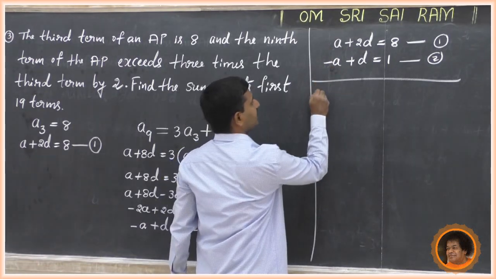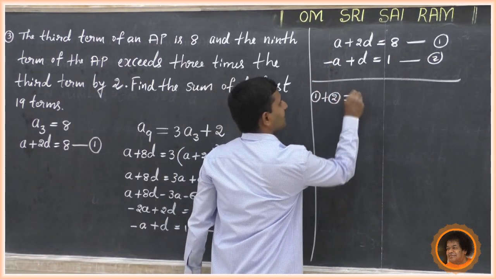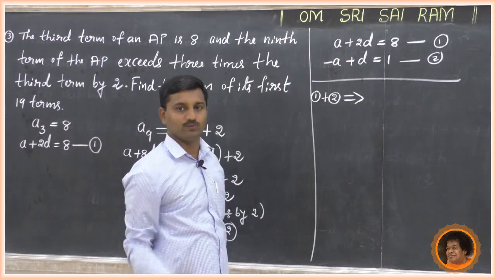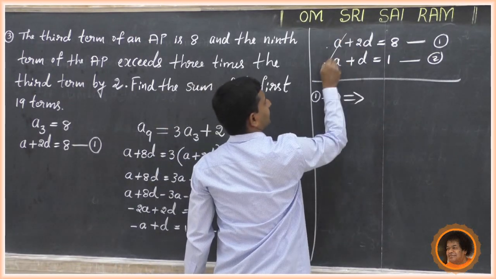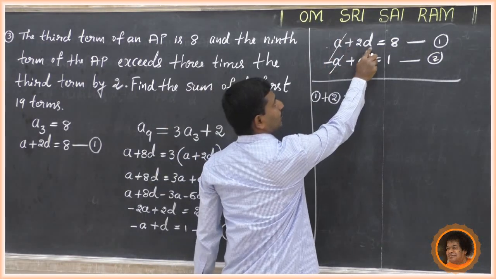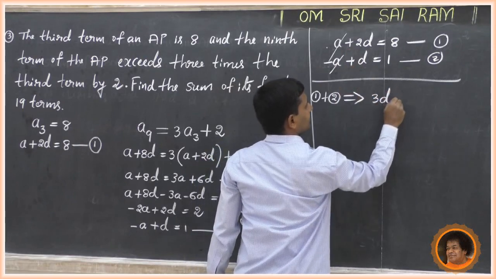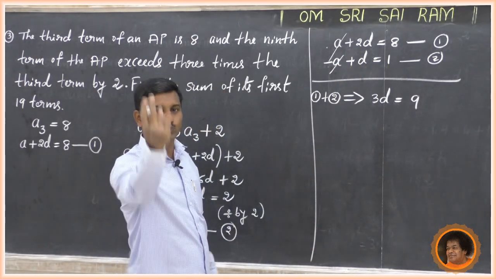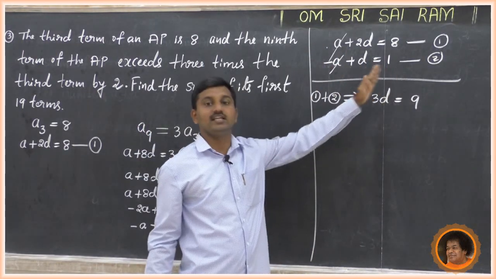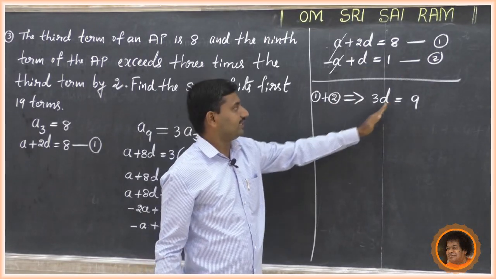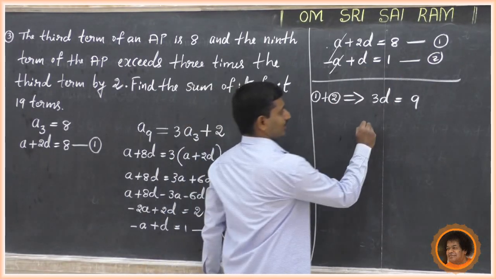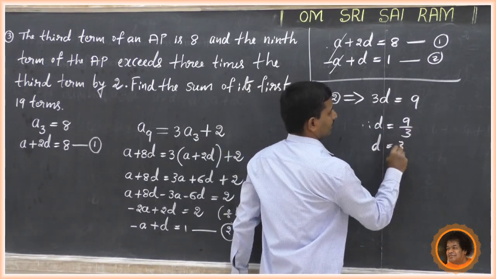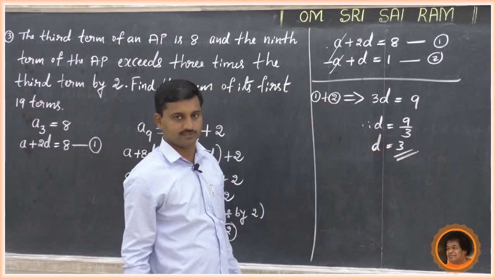By adding 1 and 2, plus a minus a becomes 0. Plus 2d plus d, 3d, equals 8 plus 1, that is 9. So these are a pair of linear equations in two variables, and this method is known as the elimination method. So 3d equals 9. What is the value of d? Therefore d equals 9 by 3, or d equals 3. So this is the value of the common difference.